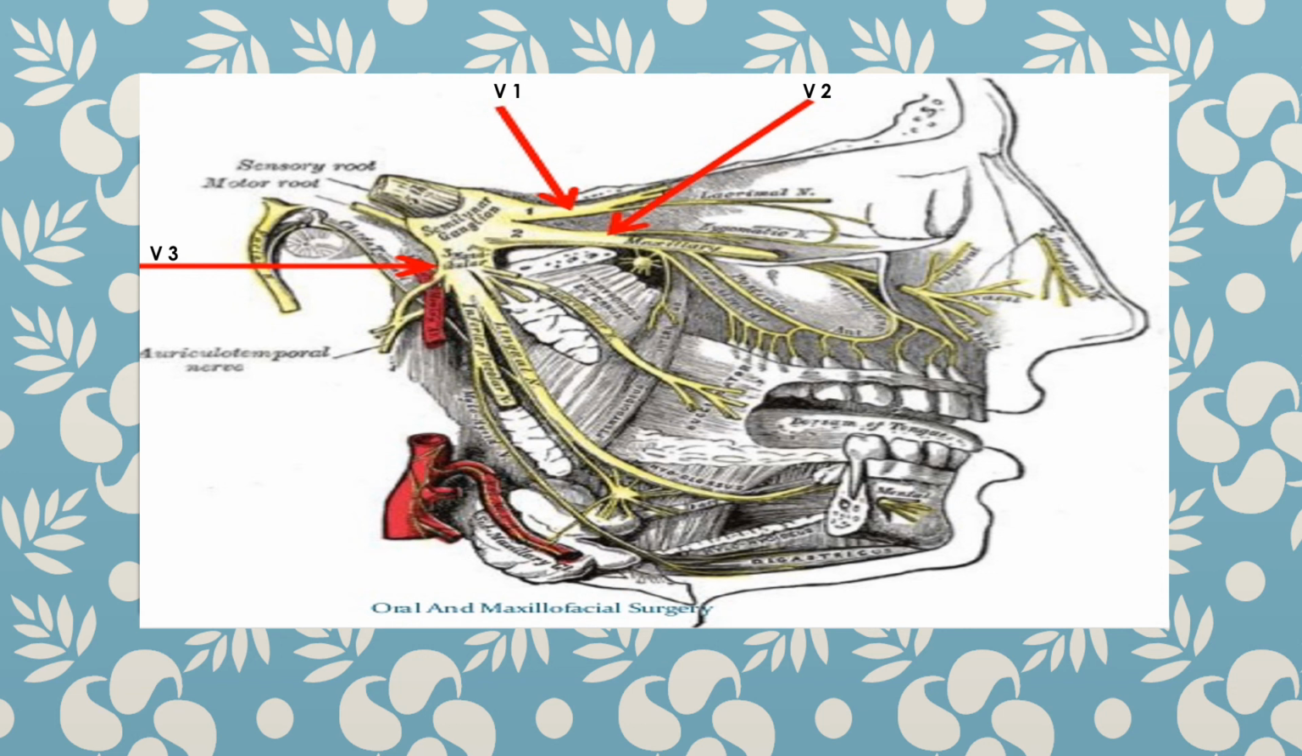Here we come to an end of this introduction of the trigeminal nerve and its ganglion. In the next lectures we will discuss its three divisions: ophthalmic, then maxillary, then mandibular.